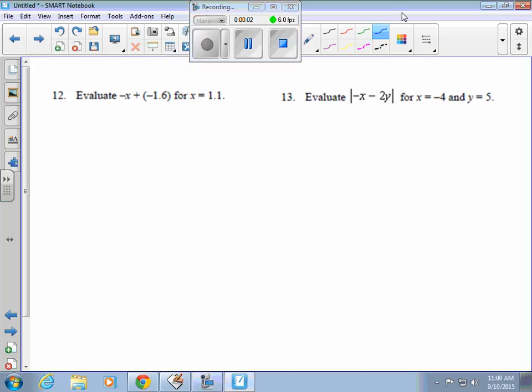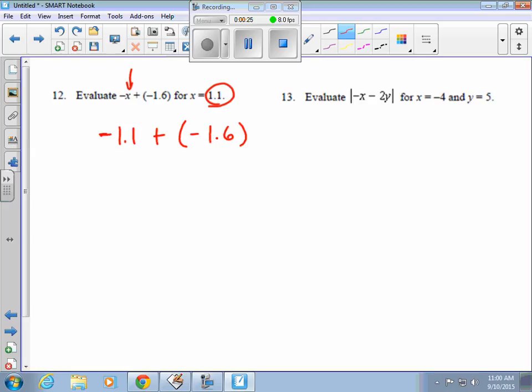This is Algebra 1, test number 5, study guide, picking up on part 2. Says evaluate negative x plus 1.6 when x's value is 1.1. So what we're going to do is take that value 1.1 and in place of x, plug it in. There's a negative in front of the x, though, so it's negative 1.1 plus negative 1.6.